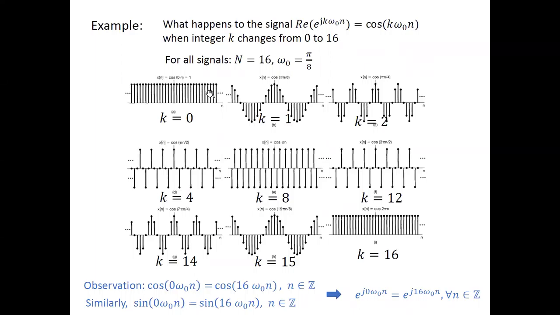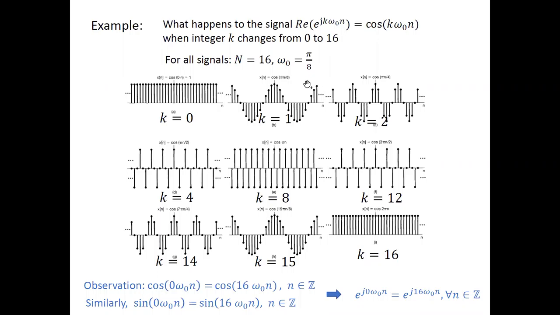When k equals 1, we have cosine 1 omega 0 n, which is cosine of pi divided by 8 n. This signal has a fundamental period of 16, because when you change n by 16, the whole argument inside the brackets changes by 2 pi. And 2 pi makes the signal go from one peak back to the next peak. If you count the samples, you will find after 16 samples, you will repeat the same pattern again.